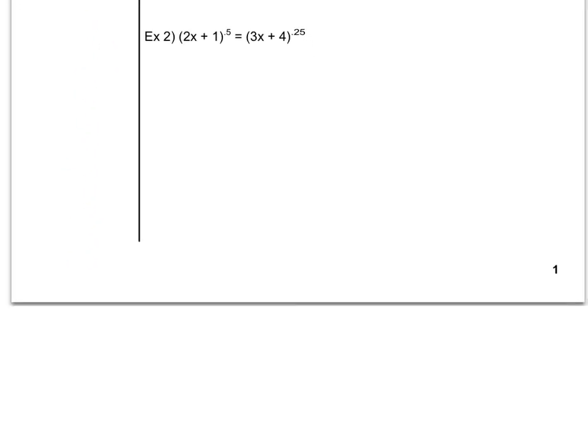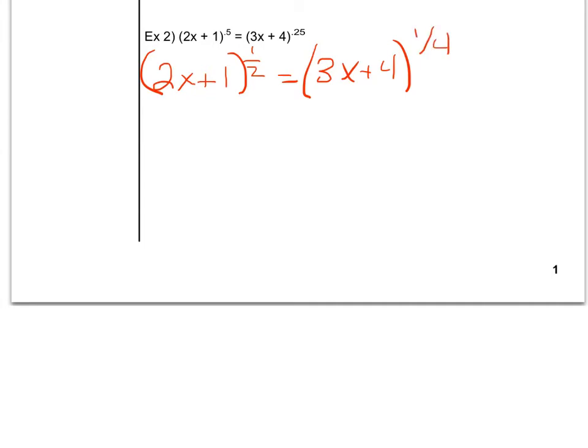So now moving on to example 2. I look at this and I might freak out because there's decimals. We know what to do with radicals, and we know what to do with fractions, but we don't know what to do with decimals. Well, I know how to change decimals to fractions, especially these ones. These ones are pretty easy. So I'll have 2x plus 1 to the 1/2 equals 3x plus 4 to the 1/4, since my 0.25 is the same thing as 1/4.